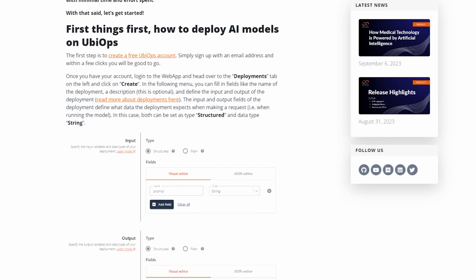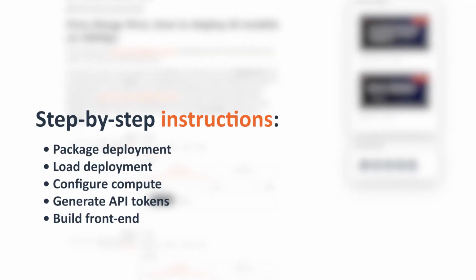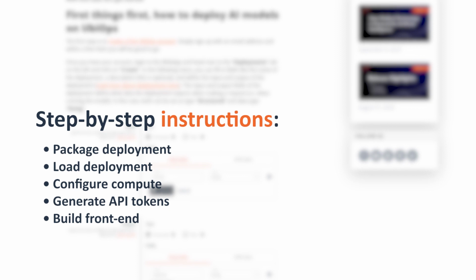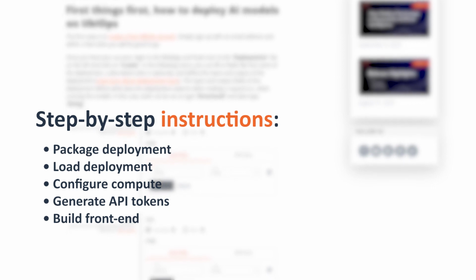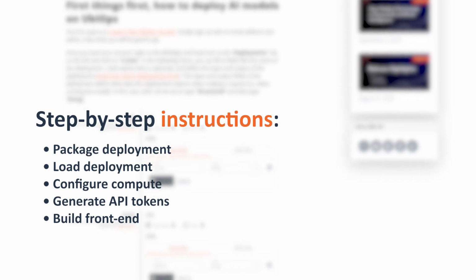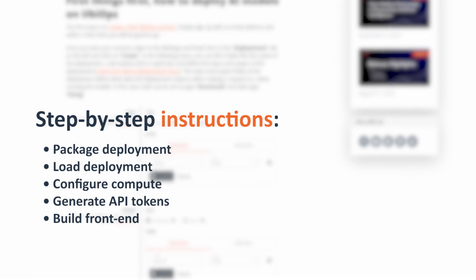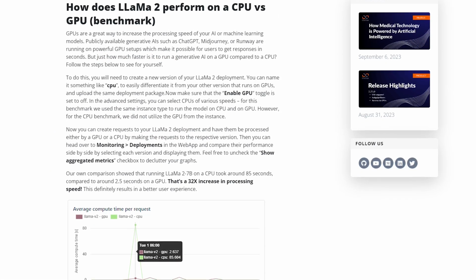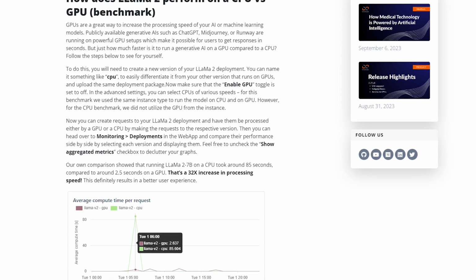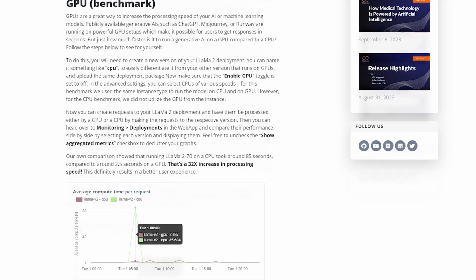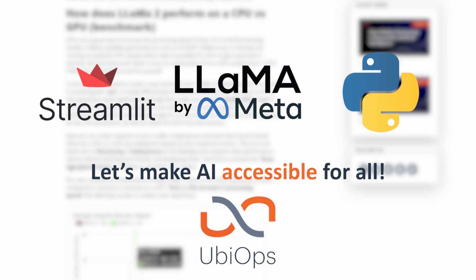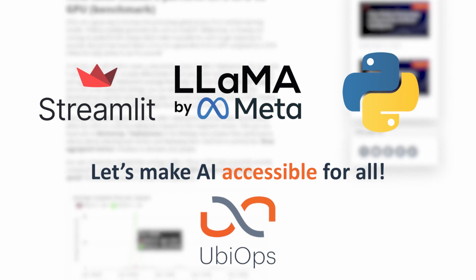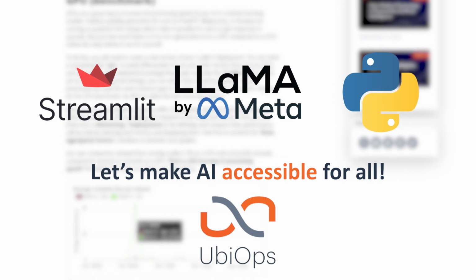The guide provides step-by-step instructions for packaging a deployment, loading it into UbiOps, configuring compute on GPUs and CPUs, generating API tokens, and integrating with Streamlit for the front end. We conclude with a benchmark test showing that GPUs can provide over 30 times faster processing speeds than CPUs. This guide aims to make cutting-edge AI accessible by allowing anyone to deploy their own LLaMA 2 chatbot in minutes.